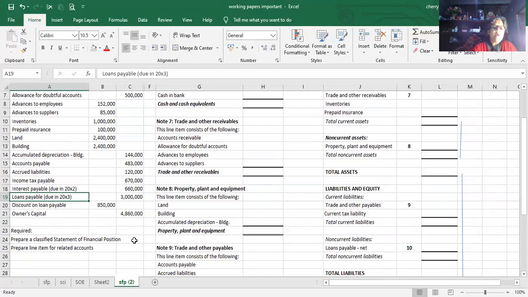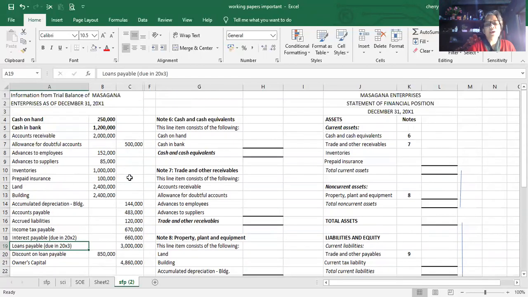So we are required to prepare the classified statement of financial position and the line items for related accounts. We cannot prepare the statement of financial position if we have no available data for the line items. So the related items should be added to get the line item.